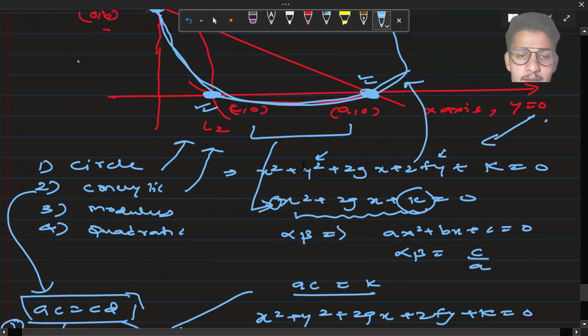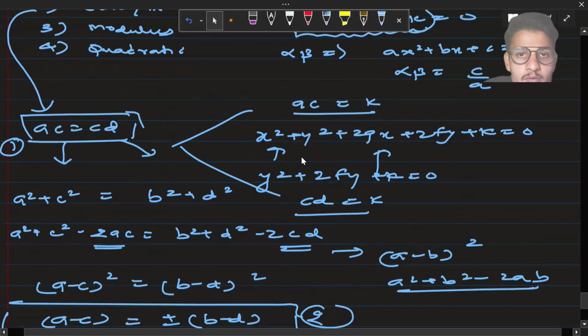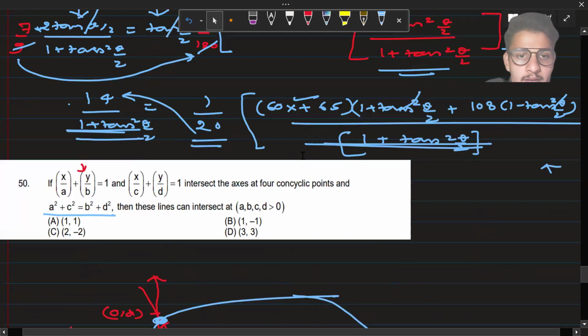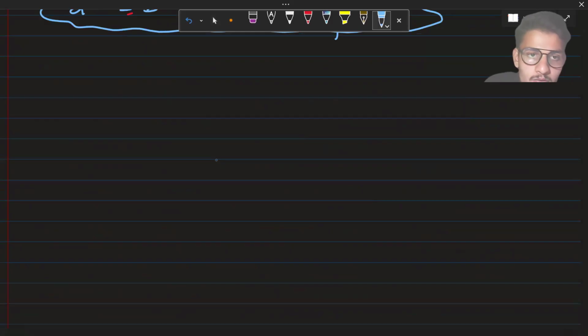Now you will say, sir, what is the use of it? You will get the use of it. What do you need to find in this question? The locus of the intersection of these two lines. These two lines can intersect at some point. So we will find the intersection of these two lines.